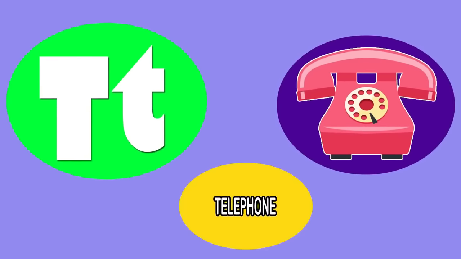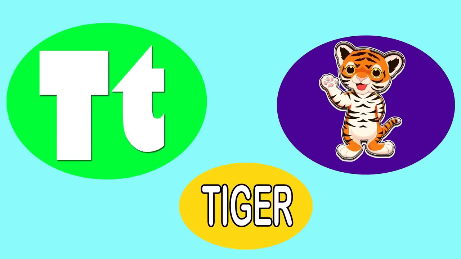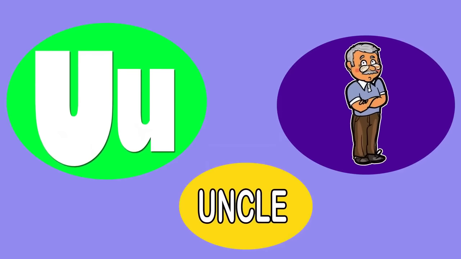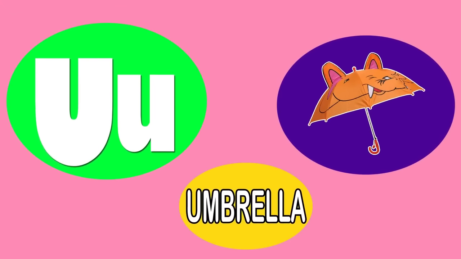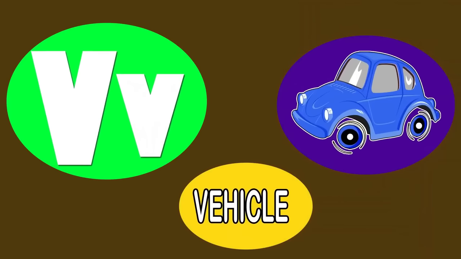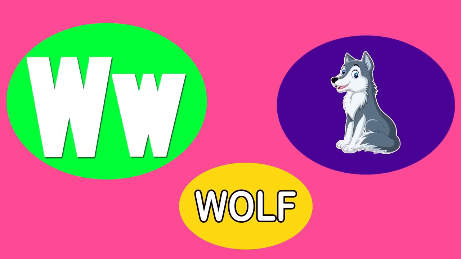T for telephone, telephone. T for tiger, tiger. U for uncle, uncle. U for umbrella, umbrella. V for vegetables. V for vehicle, vehicle. W for winter, winter. W for wolf, wolf.